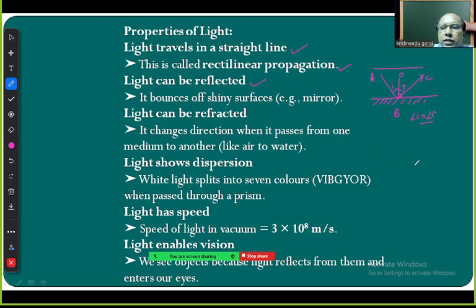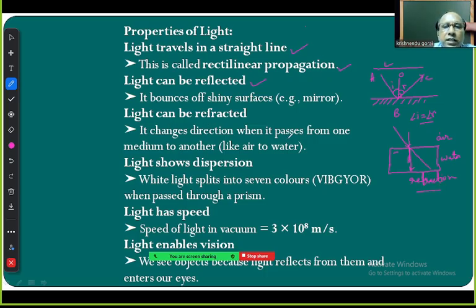Now, what is the meaning of refraction? Suppose this is air and this is water. Suppose this is the normal. If light passes through air and goes into the second medium, which is denser than the first medium, then the light always bends towards the normal. This is what we call refraction. Reflection is in the same medium, but if there are two media, then light can be refracted.